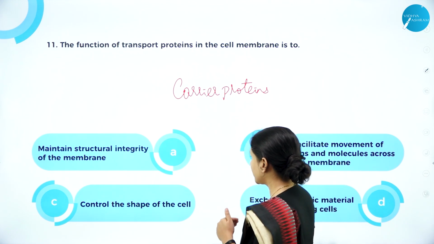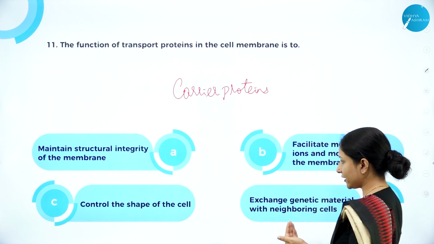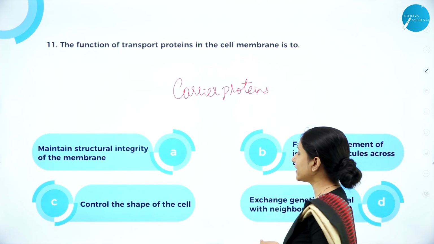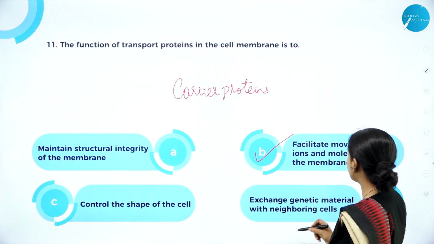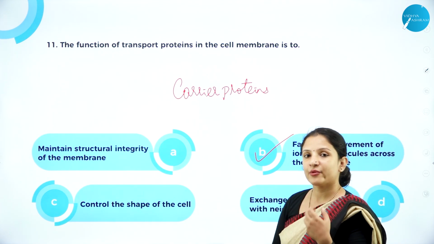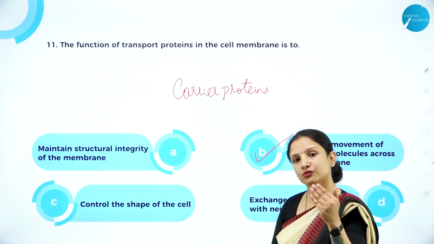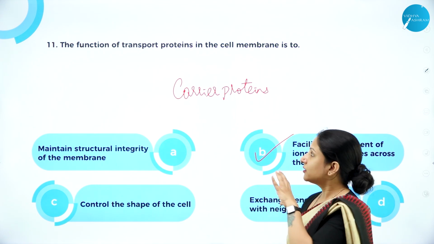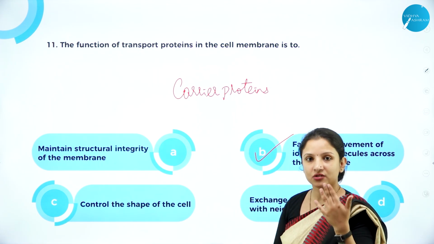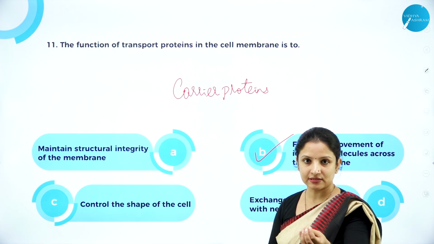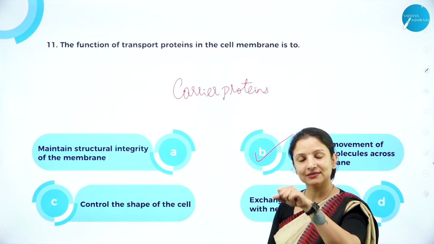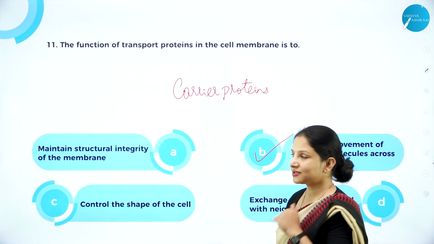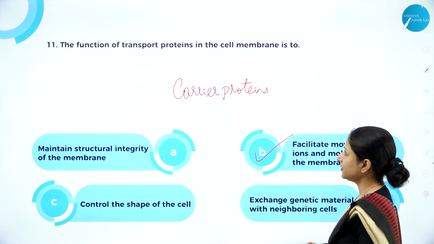Maintain structural integrity of the membrane, facilitate movement of ions and molecules across the membrane, control the shape of the cell, exchange genetic material with neighboring cells. No, all that is wrong. It is actually facilitate movement of ions and molecules across the membrane, because some of the ions cannot easily enter through the cell membrane into the cytoplasm of the cell. It is at that time these proteins act like a transport. They are called transport proteins or carrier proteins. They act like vehicles wherein these ions go and cling to these carrier proteins, and then they are carried into the cytoplasm of the cell through the cell membrane. So therefore, option B is the right answer here.